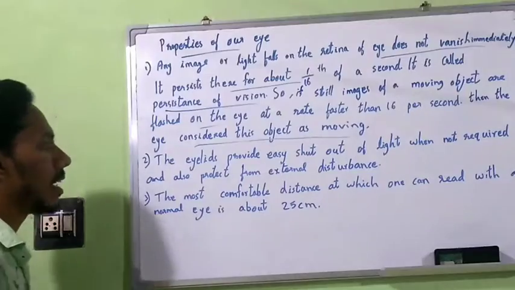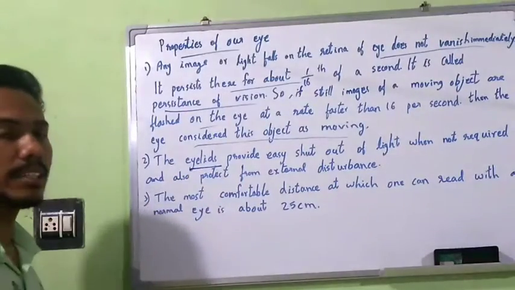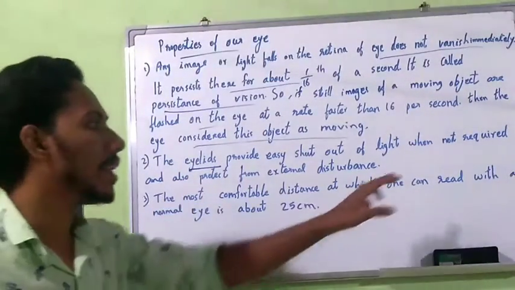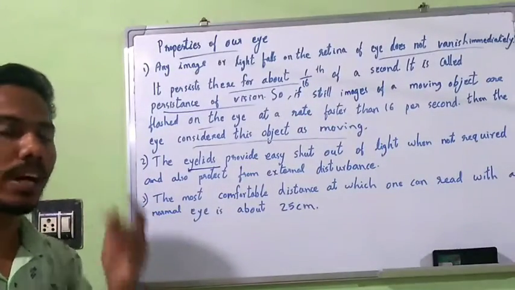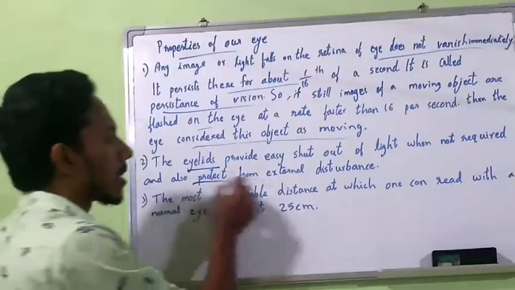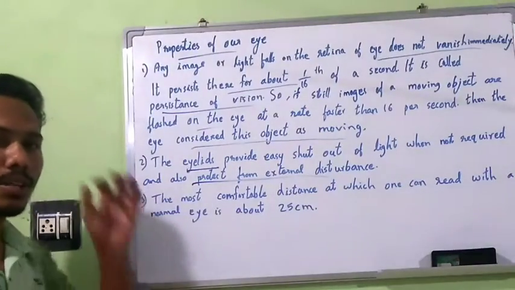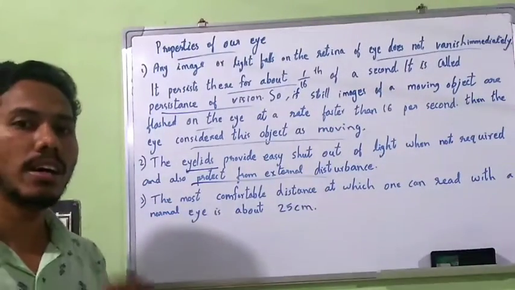Second, the eyelid provides easy shut-out of light when it is not required. We can close our eye by using our eyelid. It also helps to protect against external disturbance.